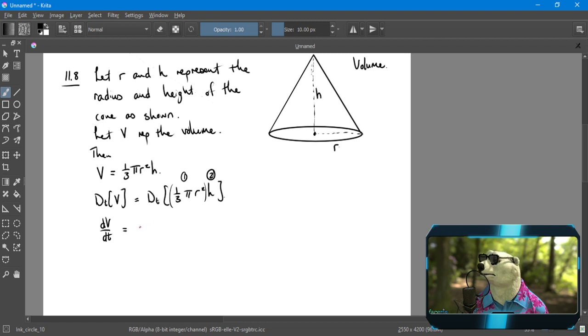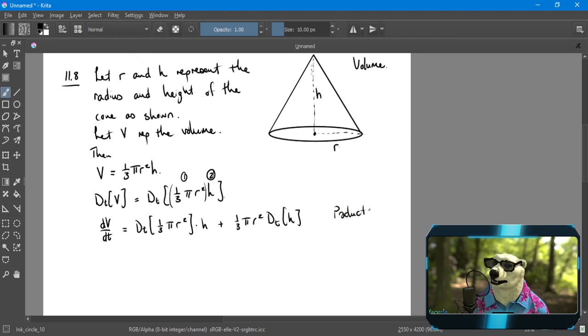So the product rule then says it's the derivative of the first. Now I'm going to write this out so that we see all the detail. Derivative of the first, and we'll resolve that in a second, times the second, plus the first, times the derivative of the second. So I'm using the product rule. Let's scroll up a bit.